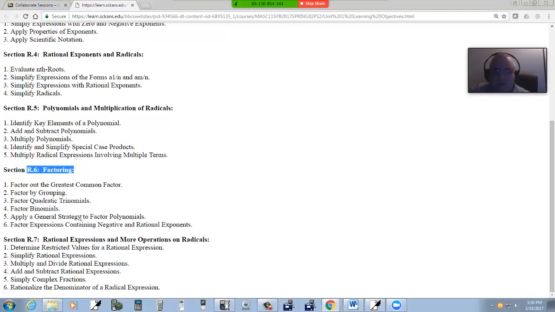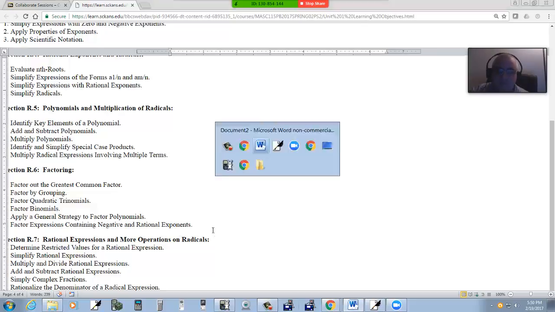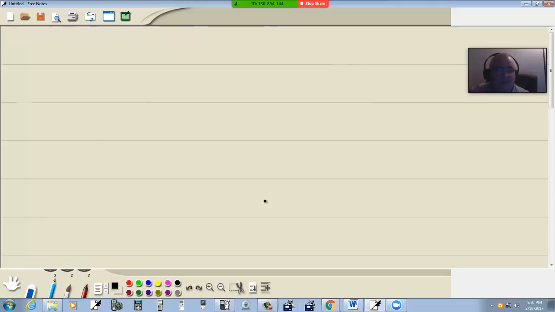Now they also refer to a general strategy to factor it. That's mainly what we're going to focus on, where we're going to decide which method to use. They also say to factor out negative and rational exponents, so we'll talk a little bit about that. So let's look at our first example.